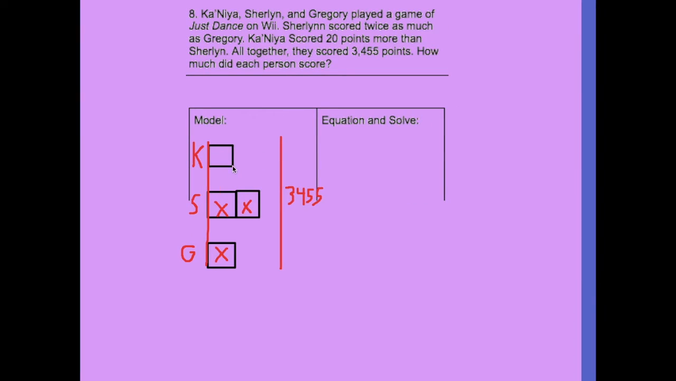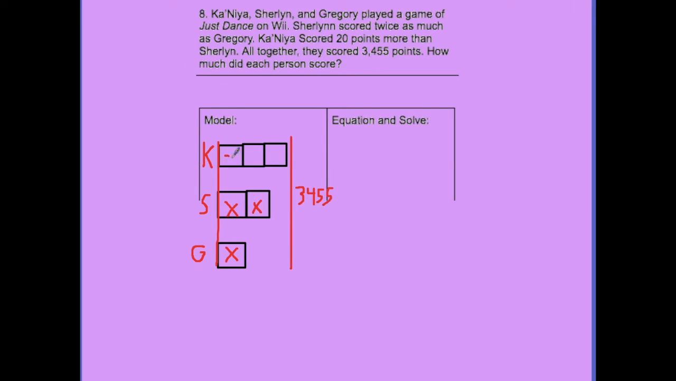Last part here, Kanaya scored 20 more points than Sherlyn. So Kanaya's got to show what Sherlyn has first, and then 20 more. So she's got exactly what Sherlyn has, 20 more. So now we're ready to write our equation here. I have 5 x's, it looks like, plus 20 equals our total, 3,455.